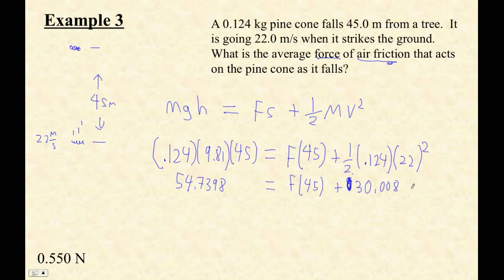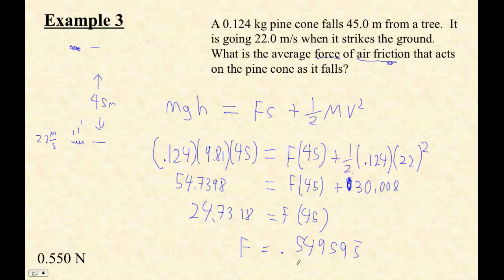Okay. And then I guess what I need to do is this minus that, right? Okay, so 54.7398 minus 30.008. Got to get that 008 in there, right? I get 24.7318. Okay, equals F times 45. Divide both sides by 45. And I get F equals 0.54955 repeating. That is crazy.